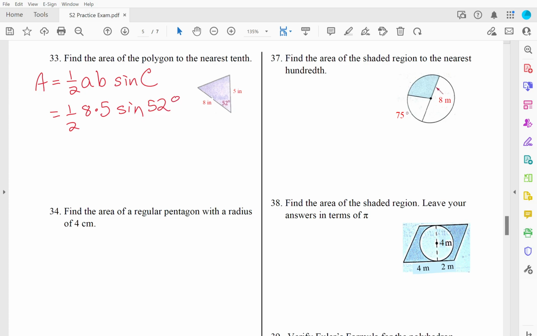So 1/2 of 8 is 4, 4 times 5 is 20. So we're going to do 20 sine 52. Sine 52 is 15.76, nearest tenth, 15.8 inches squared.